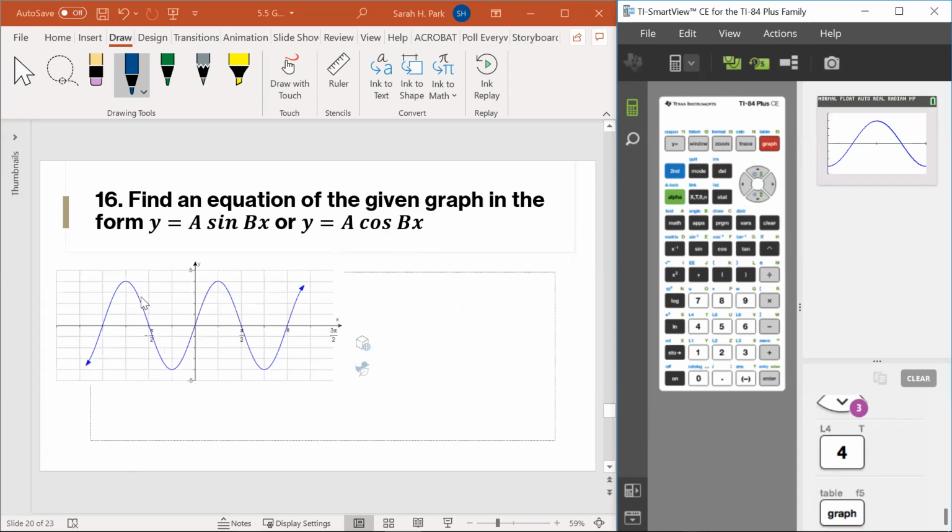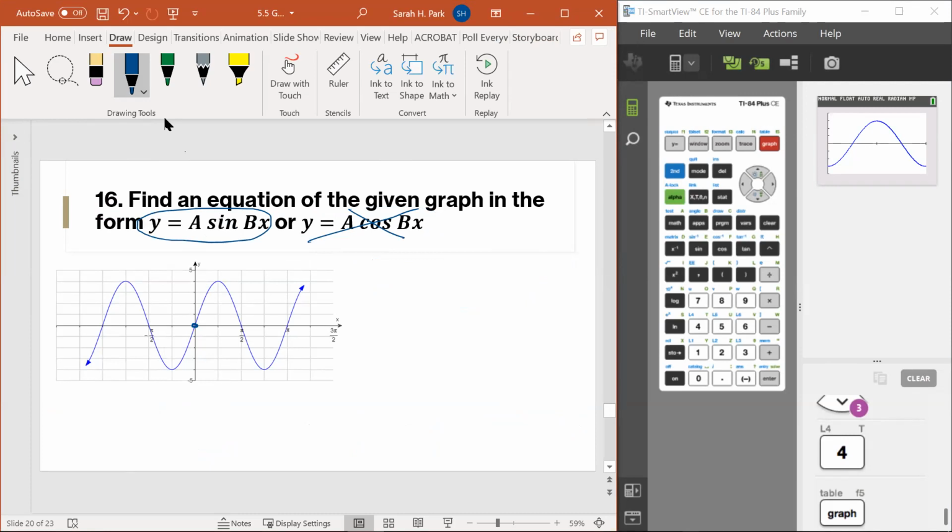Okay, let's take a look at 16. Again, same thing, find an equation for the given graph in the form either y equals a sine of bx or y equals a cosine of bx. First thing first, we have to determine whether this is a sine function or cosine function. You see it does start at 0, 0. So I know it's a sine function. It's not cosine because it doesn't start at the top or the bottom.